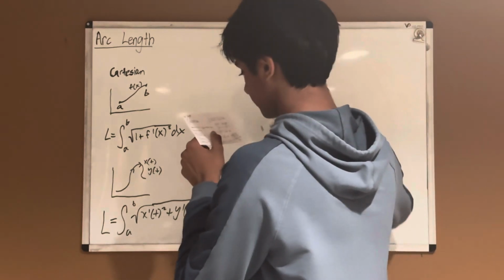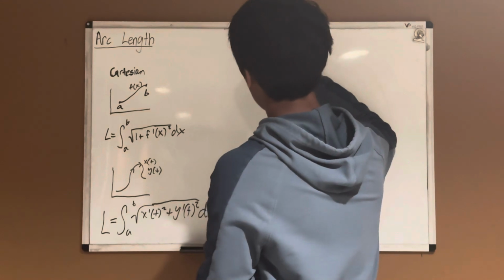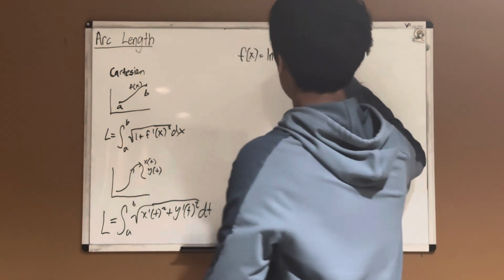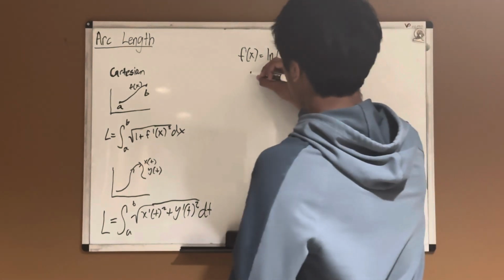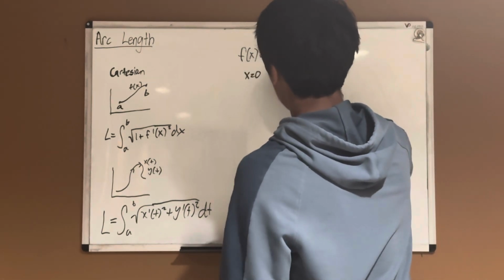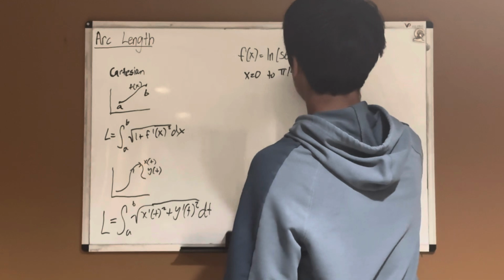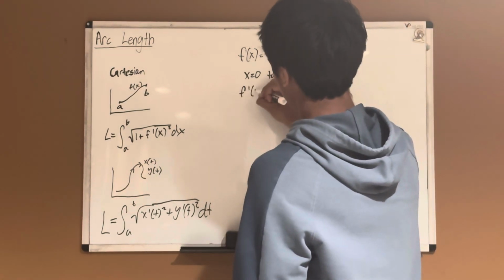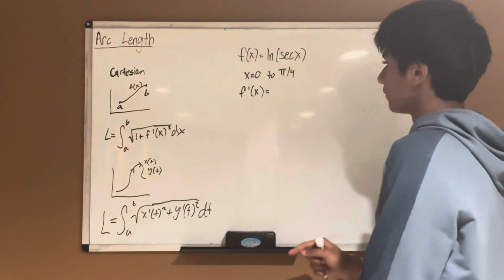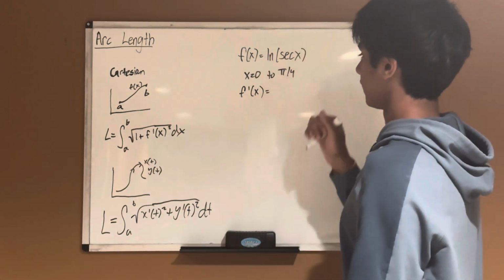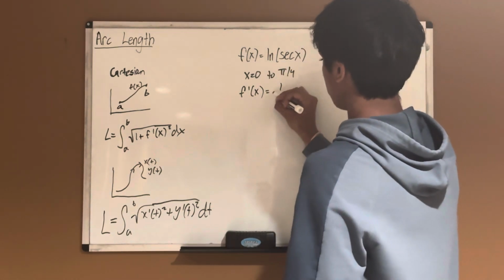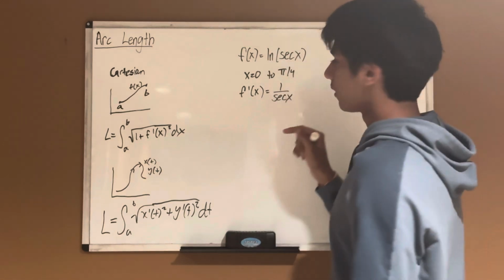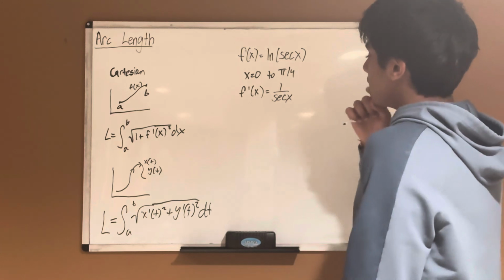This one's a little harder. Let's say we're given the function f of x equal to the ln of secant x, and we're asked to find the arc length from x equals 0 to pi over 4. First things first, we have to find the derivative. So f prime of x, by the chain rule, ln of secant x becomes 1 over secant x, because the derivative of ln u is 1 over u.